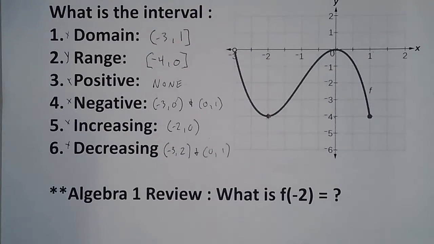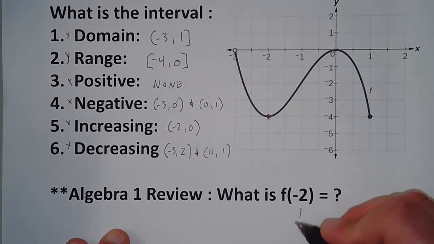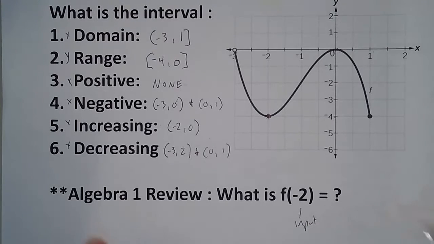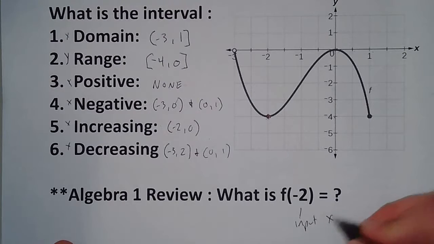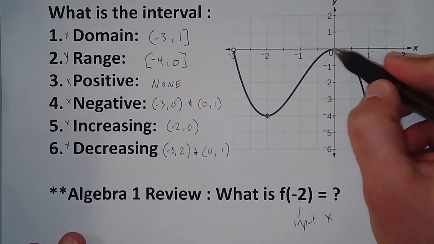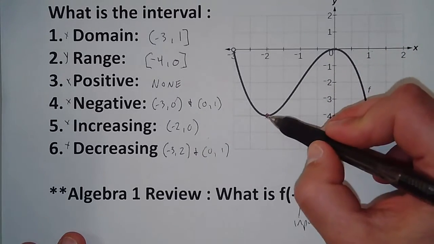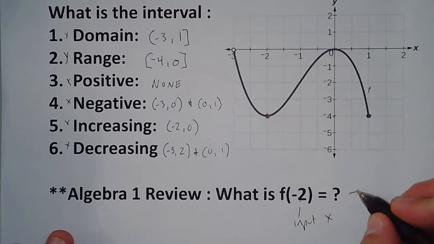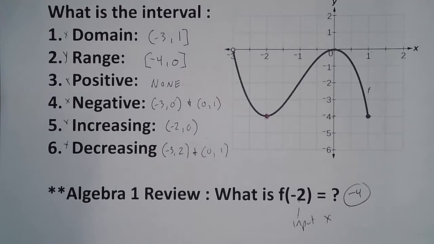One thing I put on here also, this came up in the assignment that quite a few people asked me about. This is an Algebra 1 concept. When it says something like, what is f of -2? Remember, this is an input. This is saying, when you put in -2, what do you get out? Inputs are your x's. So in other words, when x is -2, what's the corresponding y value? Just go look at the graph. So at -2, the corresponding y value would be -4.